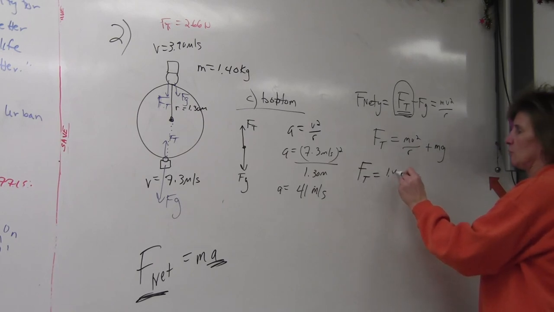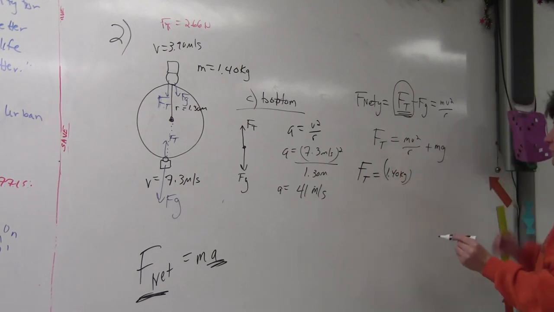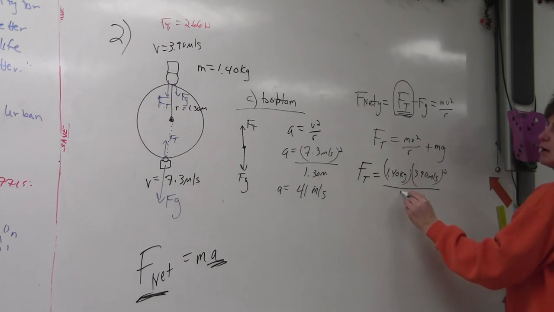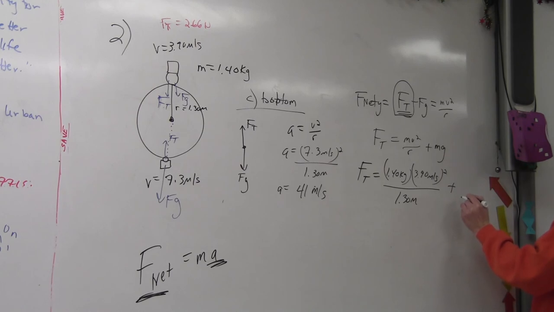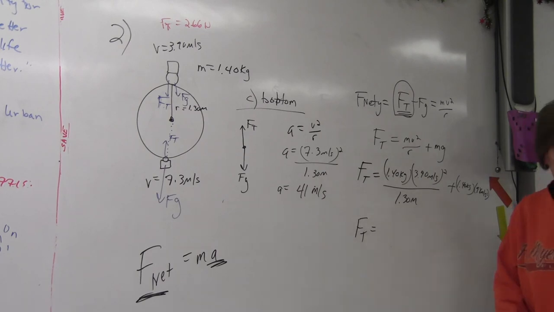Mass was 1.4 kilograms. Again, this answer is going to be wrong because my acceleration was wrong. V is 3.9 meters per second squared divided by my 1.3 meters, plus my mass was 1.4 kilograms times 9.8. What is my force of tension at the bottom? Figure that one out for me.